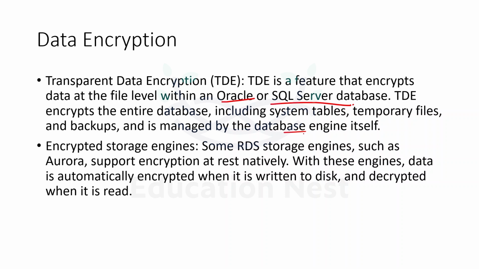When we are using storage engines, you can have encrypted storage engines as well. We have Aurora, which supports encryption at rest natively. With these engines, the data would be automatically encrypted. You won't even get the option to turn on the encryption. It would be automatically encrypted when the data is written to disk and decrypted when it is read. So this is called encryption at rest natively.